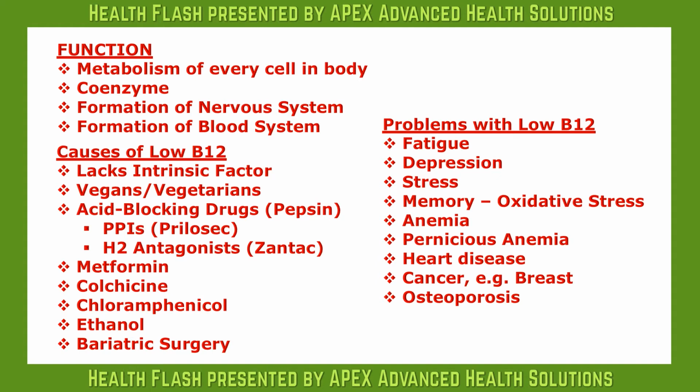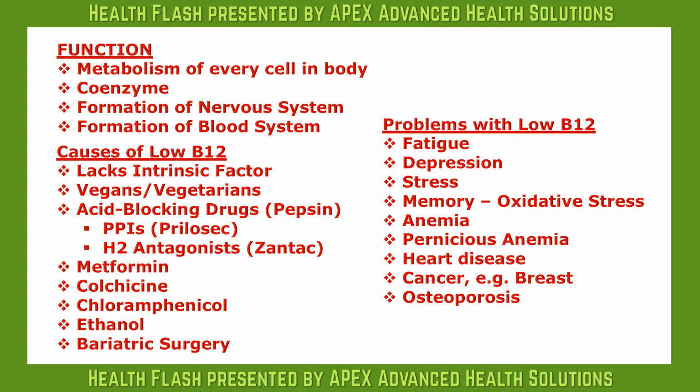Causes of low B12: lack of intrinsic factor. Intrinsic factor is something that's made in the stomach that helps B12 to be absorbed in the lower small bowel, in the ileum. Vegans and vegetarians have to be very careful about their B12 levels. It's important that they take B12 on a regular basis. Acid blocking drugs reduce the formation of pepsin in the stomach, and when you don't have pepsin, you can't break the B12 off of the food, and when you can't break it off of the food, it can't be further absorbed in the lower bowel.